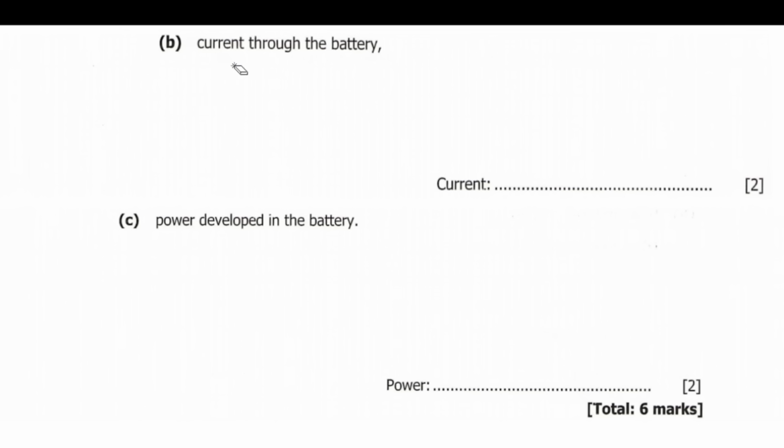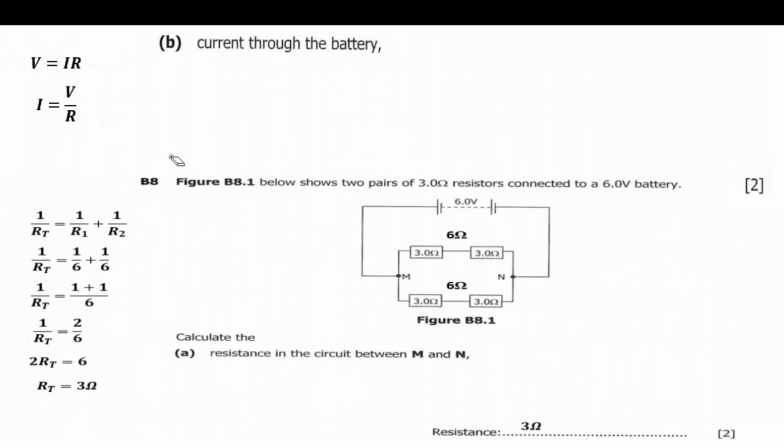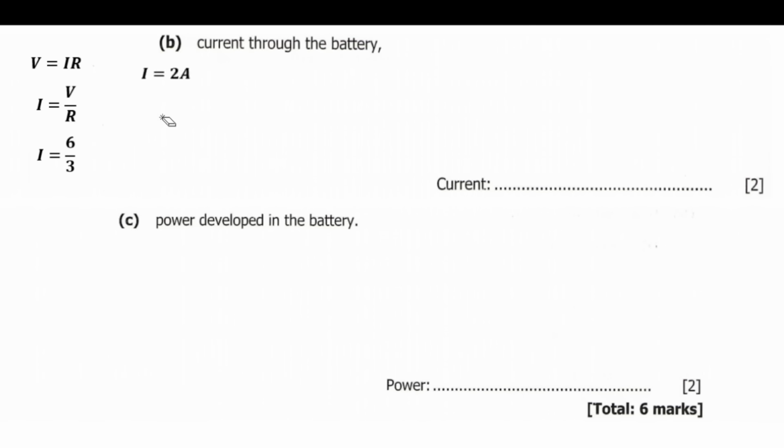Then here, part B, they are saying calculate the current through the battery. Current is given by the formula voltage is equal to current times resistance. This resistance must be the total resistance which we calculated, which is 3. So you make current the subject of the formula as voltage divided by R. Voltage is 6 and the total resistance we found was 3. So current is equal to 6 divided by 3, which means current is equal to 2 amps.